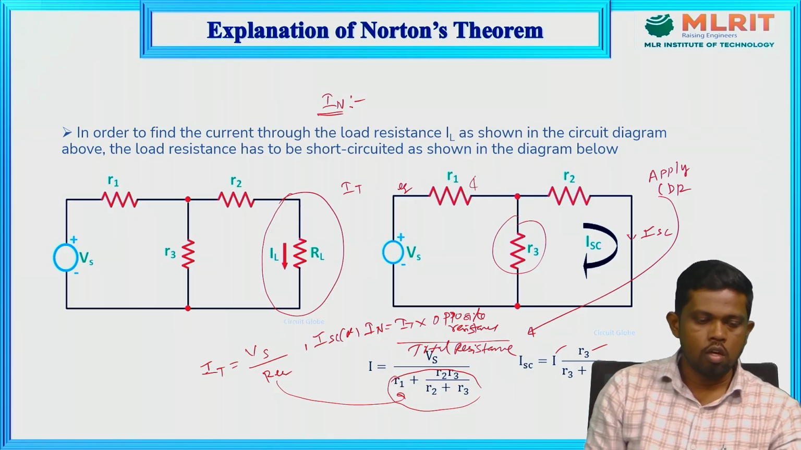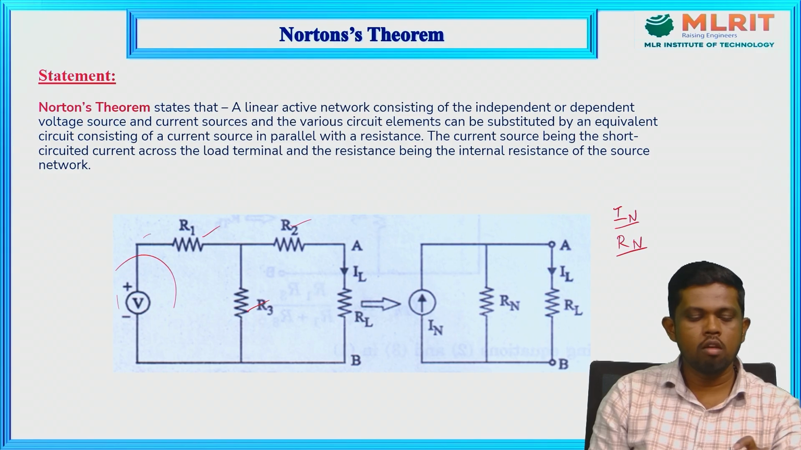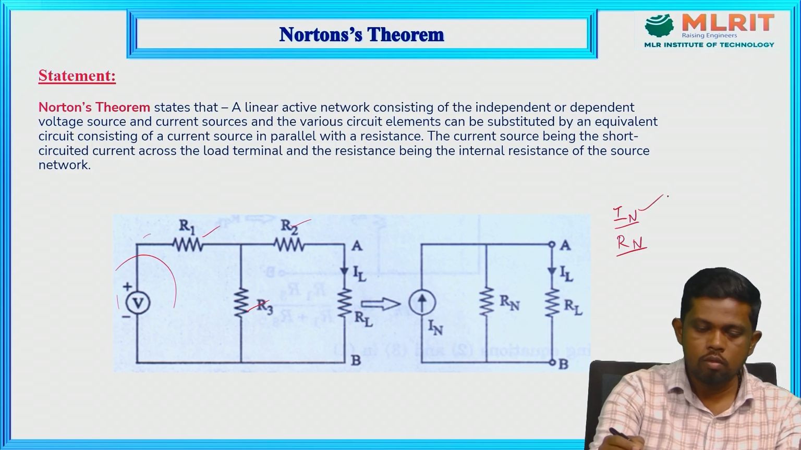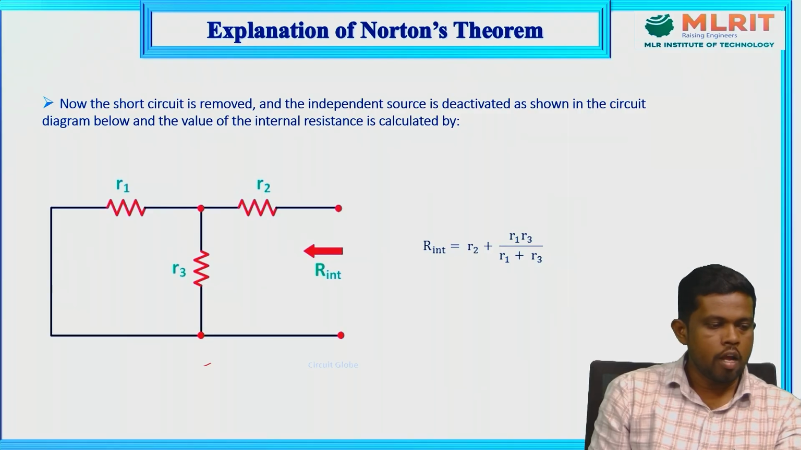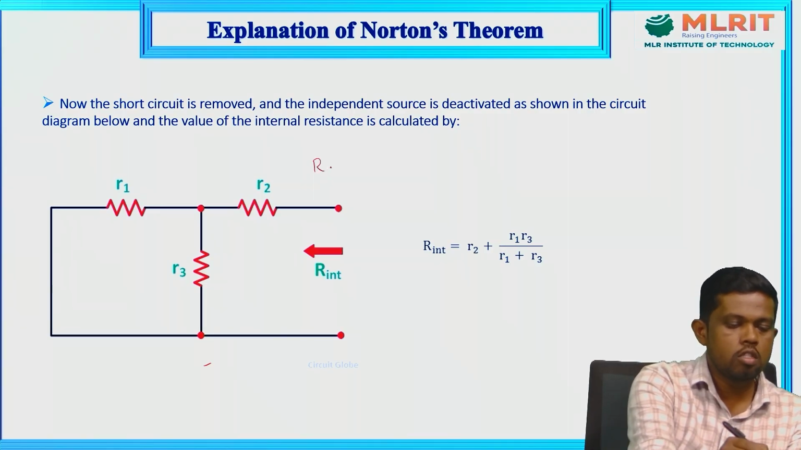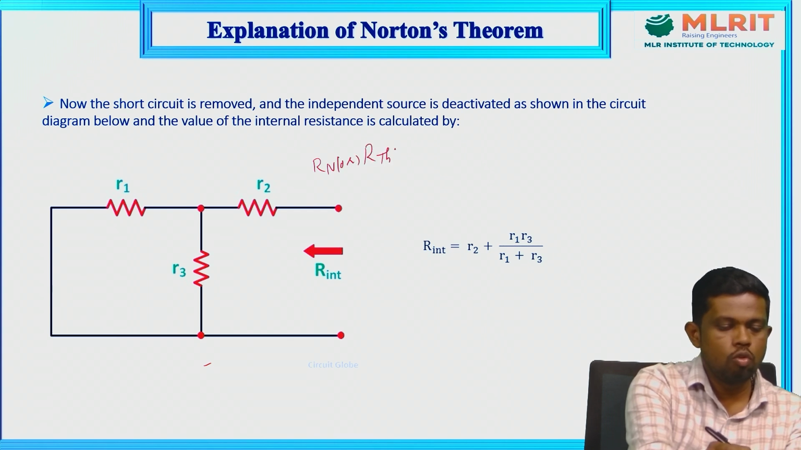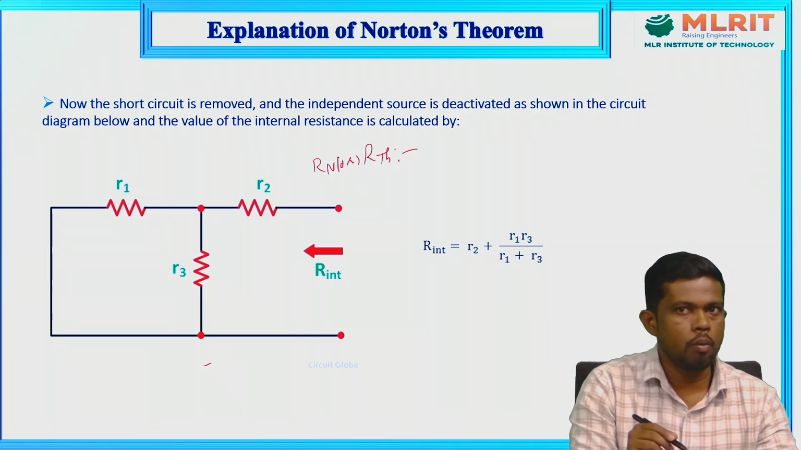Now in the equivalent circuit, we have already found IN, and the remaining parameter is RN. So the next procedure is to get RN. Then we need to get RN with the required procedure. Norton's resistance is the same as the Thevenin resistance, which means the procedure for the Norton resistance is also the same as for the Thevenin resistance.